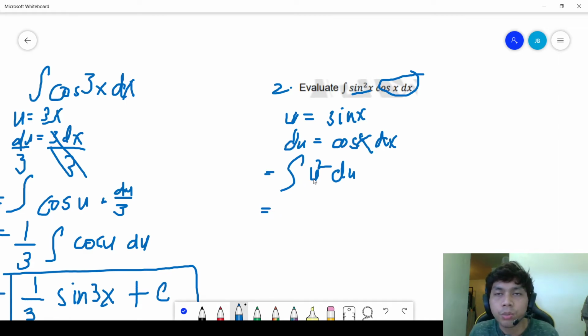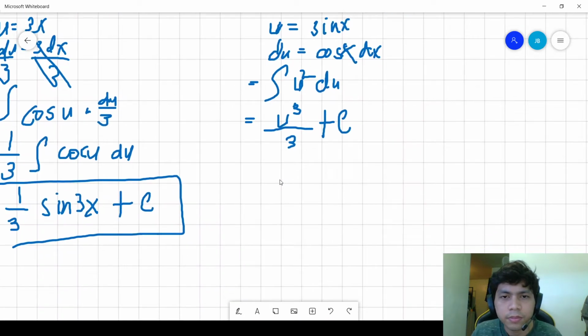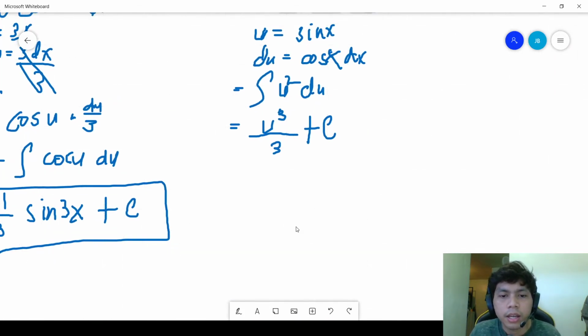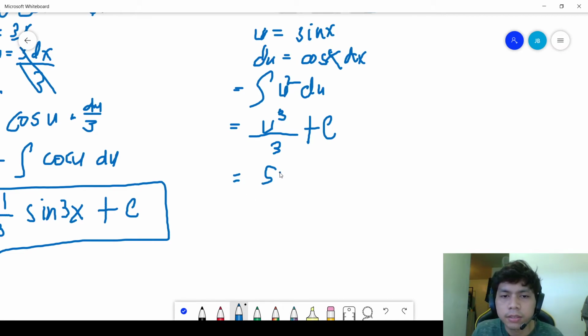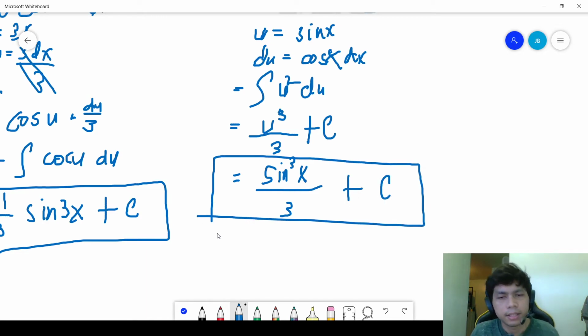So this is u to the 2 plus 1 over 2 plus 1. So that's u cubed over 3, right? So that's u cubed over 3 plus c. So change u back to the original form. So u is sine x, cubed. So sine cubed x all over 3 plus c. Now this is our final answer.